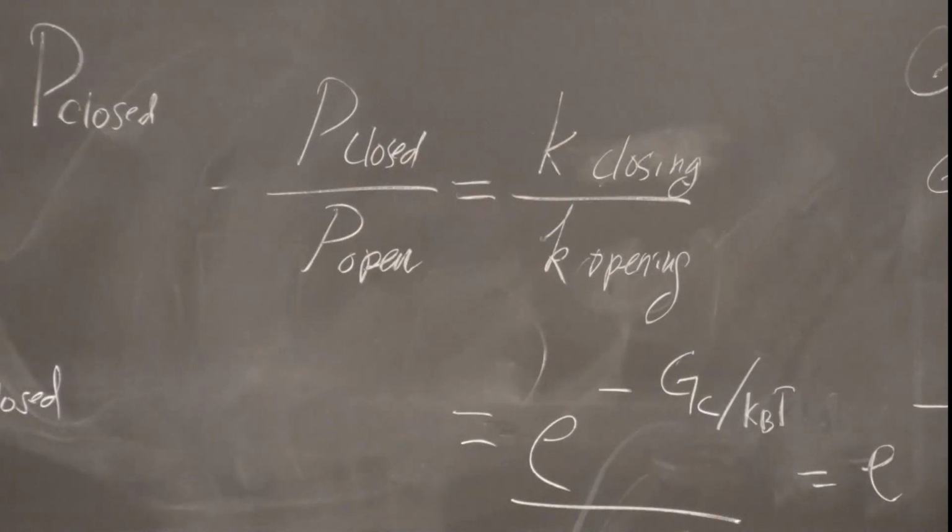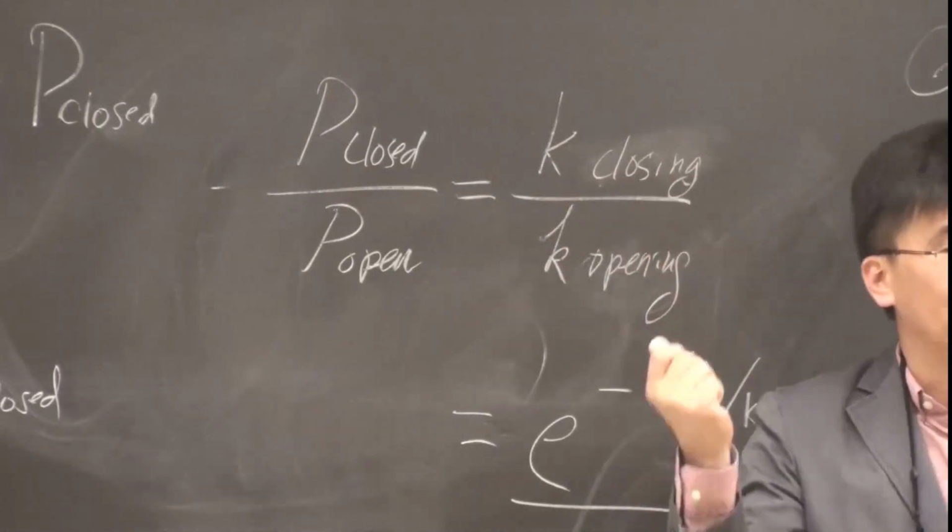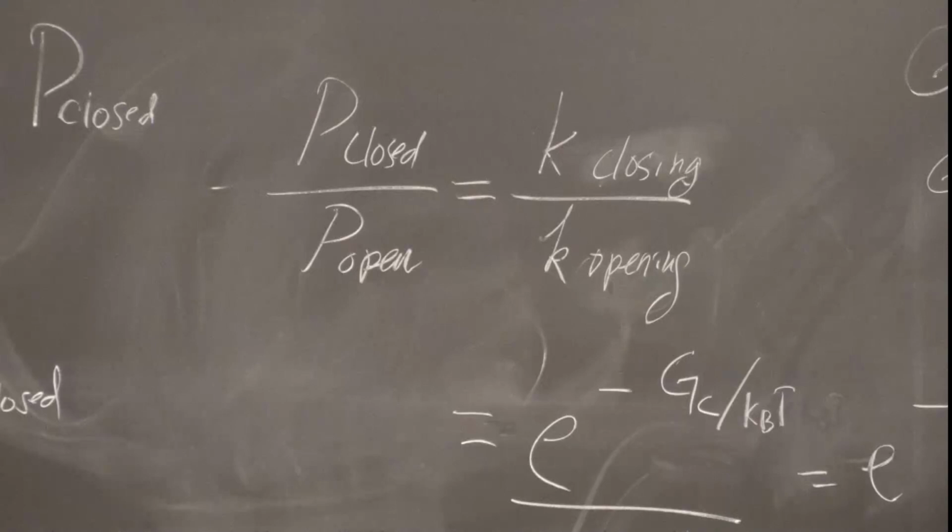And the energy difference between the two will be the delta G. So relative populations between the closed and open states is entirely determined by the free energy difference between the two states. And if there is no free energy difference, then this will be 1. They have equal population.